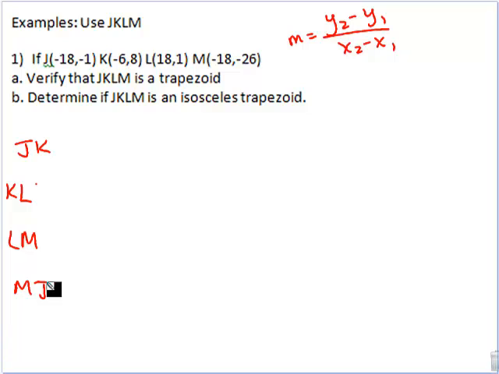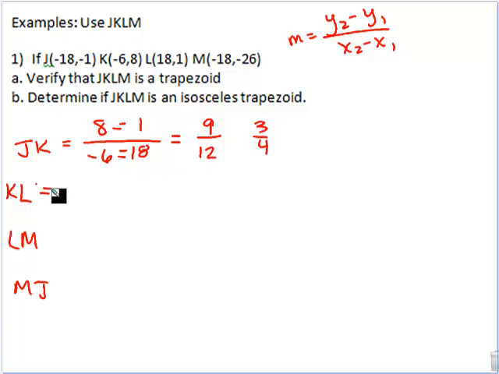Okay? So JK, y2 minus y1. So 8 minus negative 1, 9, over negative 6 minus negative 18, 12. 9/12, what does that simplify down to? 3/4.